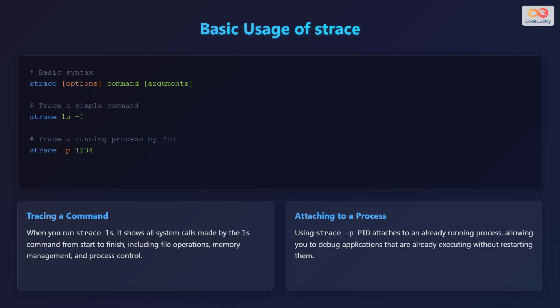When you run strace ls, it shows all the system calls made by the ls command from start to finish, including file operations, memory management, and process control. Using strace -p PID attaches to an already running process, allowing you to debug applications that are already executing without restarting them.